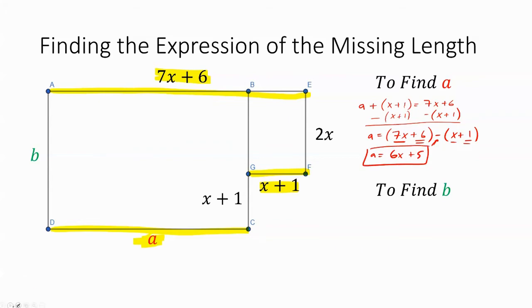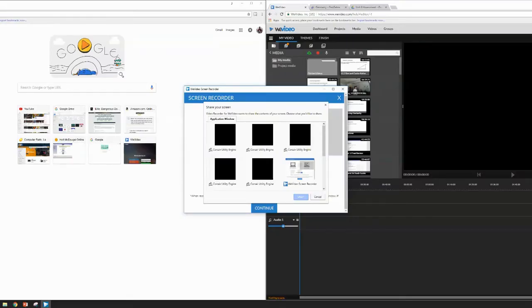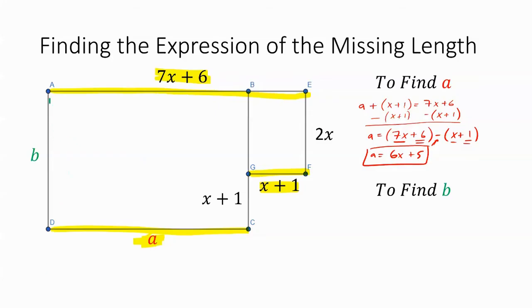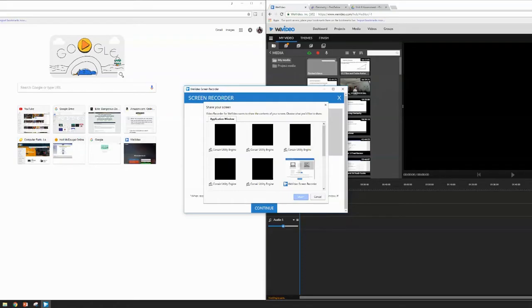Okay, so let's move on to B. All right, we're going to go ahead and find B. So let me get my handy dandy highlighter. And we notice that B is really from A to D. Okay, that side. Now, if we look on the other side, the matching side would be EF, right? Plus GC. So that's something to notice right there.